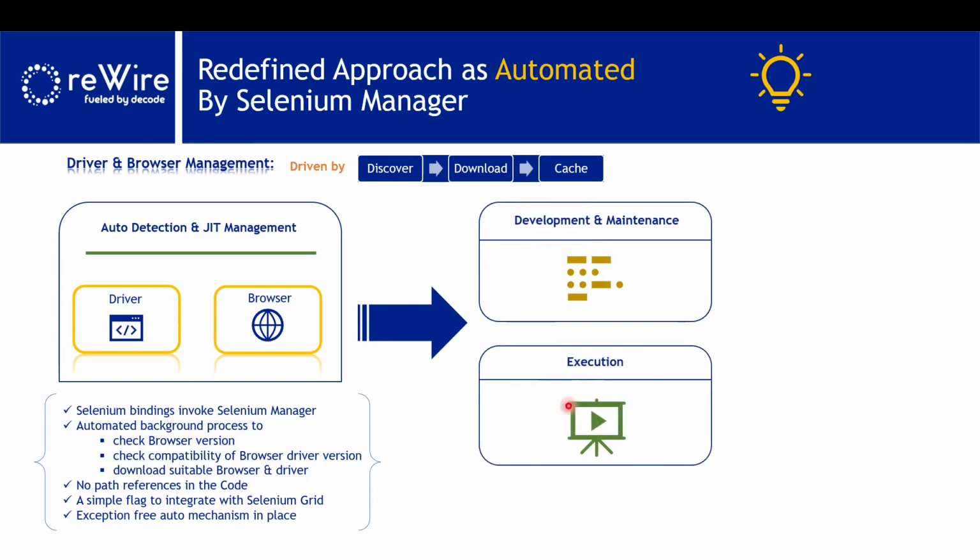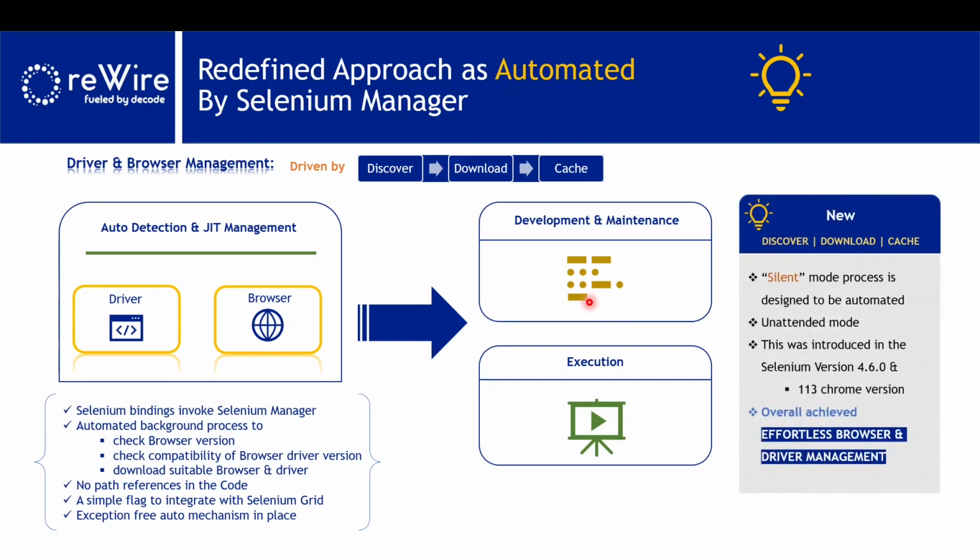So these are the three phases that we have: development, maintenance, and execution. In these three phases, this will be useful. Then here we have given the details for the silent mode. The process is designed to be automated, in unattended mode, so the user doesn't need to pay any attention to it. This was introduced in version 4.6.0, from Chrome version 113 onwards. It will not support versions from 112 and prior to 113.